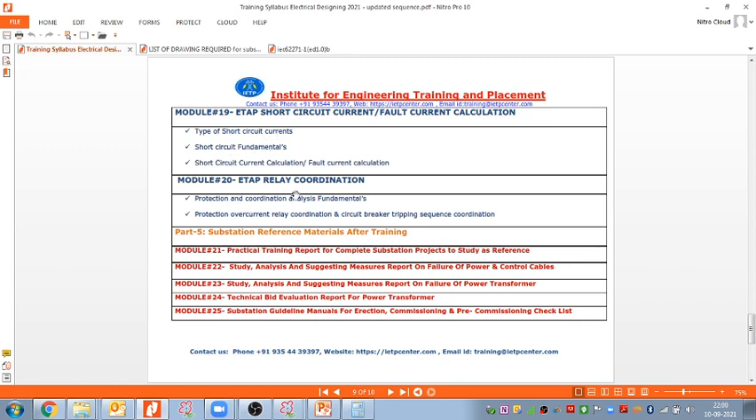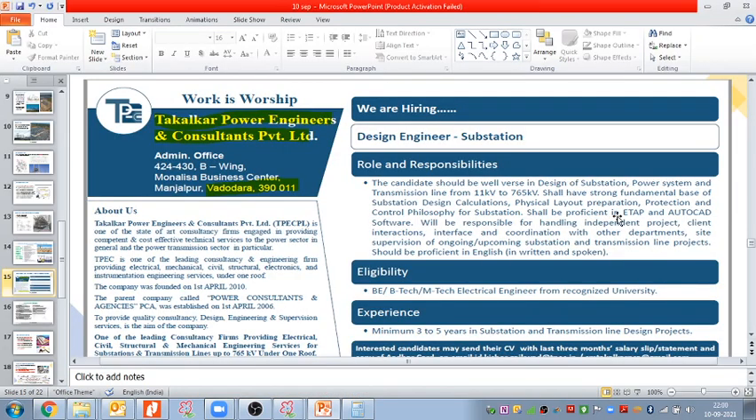These are the basic fundamentals of the ETAP system studies. So that also we will cover in the syllabus. We will discuss in this training program. And AutoCAD software, again we will cover the AutoCAD software for the drafting purpose. So the engineer must have this fundamental base of design calculations, layout, protection, control philosophy, substation, proficient in ETAP and AutoCAD. Okay, so the ETAP AutoCAD link also I will share with you. You can download in your computer and you can do the practice by yourself also.